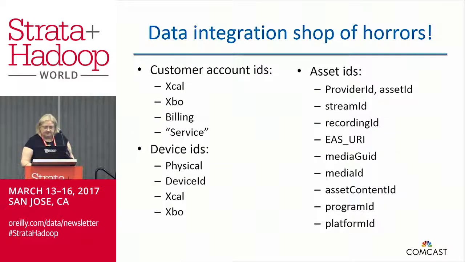Page up. Here. So we have a shop of horrors because we have many customer account IDs, many device IDs, and an insanely large amount of asset IDs. Assets are movies or TV shows or something. And if you want to join with somebody else's data, you don't know, if they say customer account ID, you don't know which one they're talking about, or device ID or asset ID. So this is really a shop of horrors.